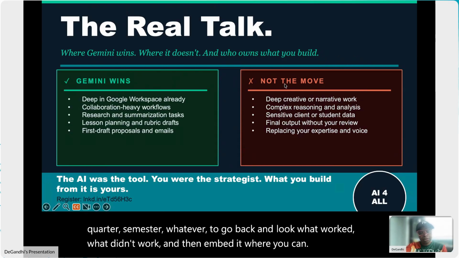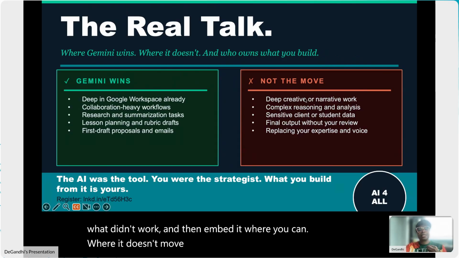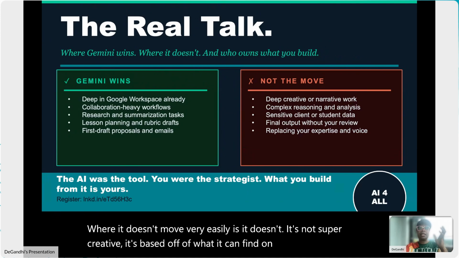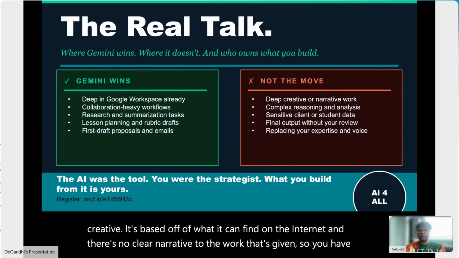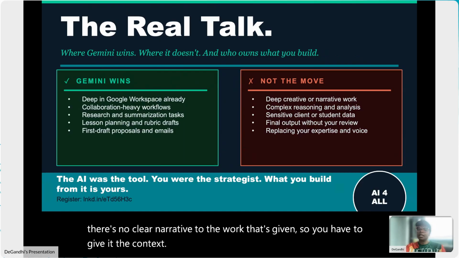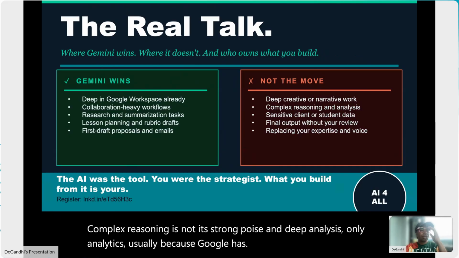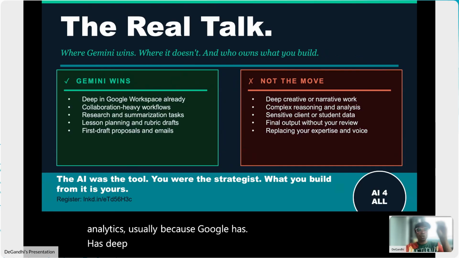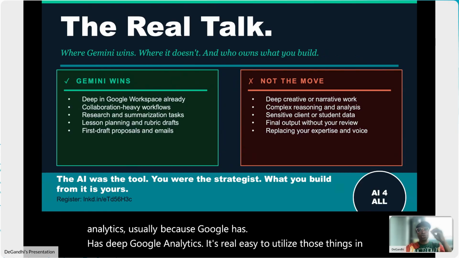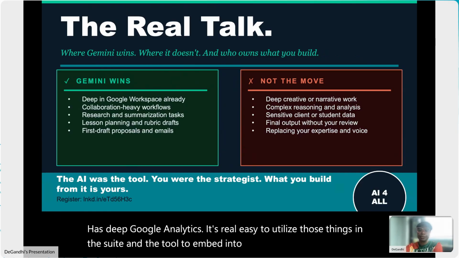Where it doesn't move very easily is that it's not super creative. It's based off of what it can find on the internet. And there's no clear narrative to the work that's given, so you have to give it the context. Complex reasoning is not its strong point, and for deep analysis, it's usually only analytics, because Google has deep Google Analytics. It's real easy to utilize those things in the suite and the tool to embed into your workflow.